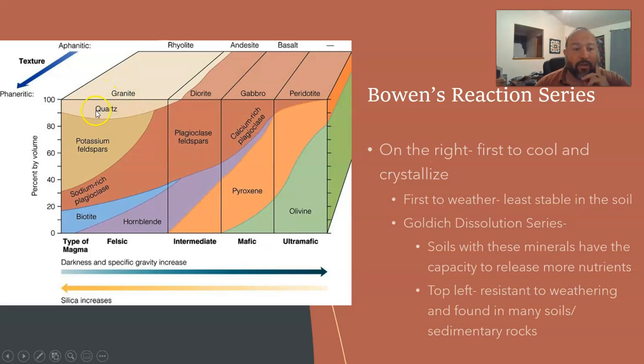The ones like quartz and granite over here are going to be the last ones to weather. So we see these in a lot of our soils because they don't weather. They hold and they sit back. So we see those quite a bit more. They are much more resistant to weathering, and so that means that they're found in many soils or also in sedimentary rock, because even though they got moved from one place to another, they sit there for a while.